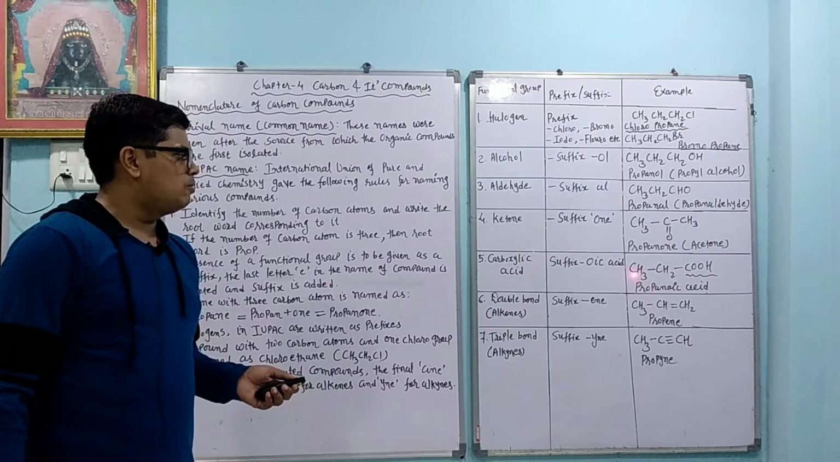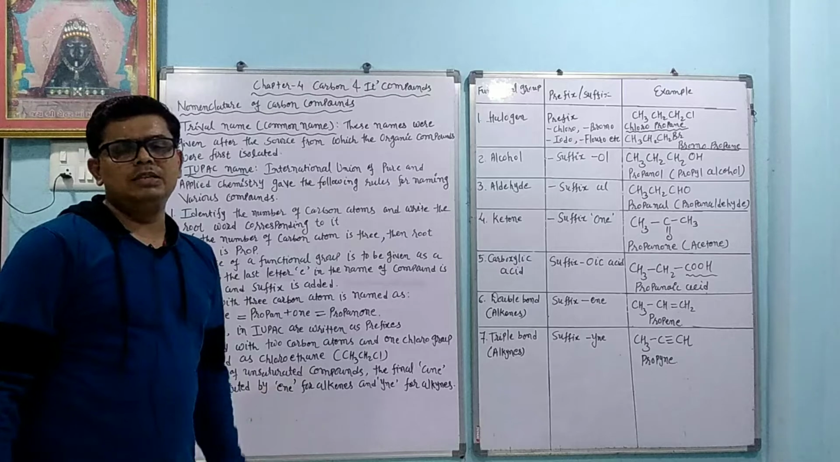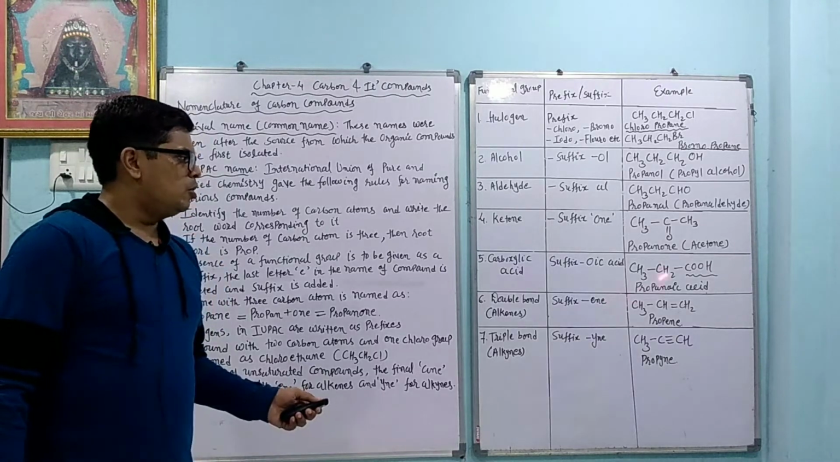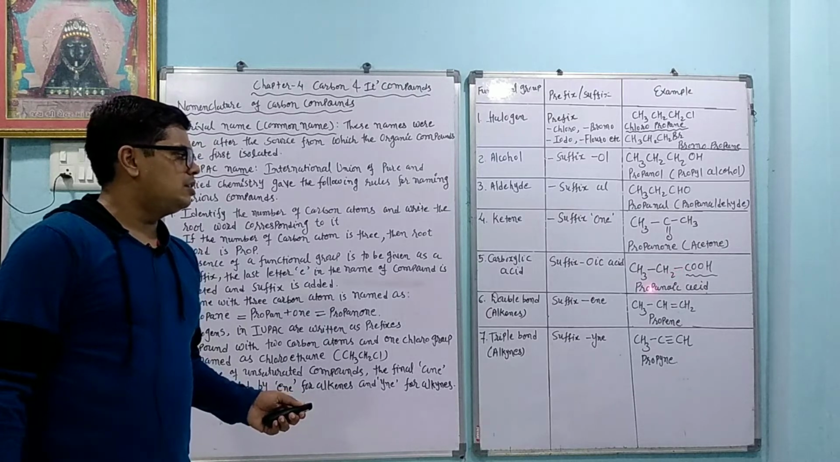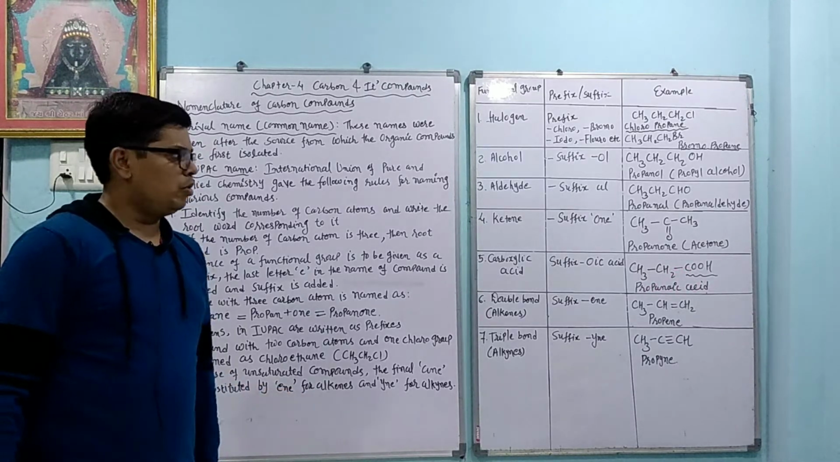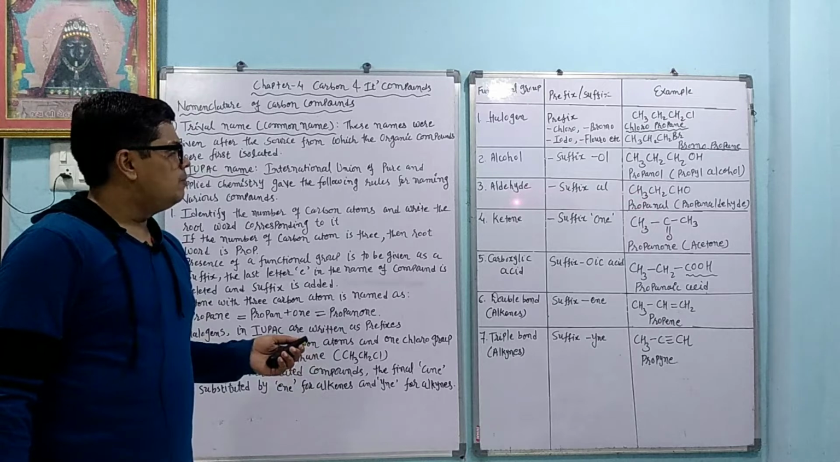First we will count the number of carbon atoms. 1, 2, 3. 3 means what? Propane. The COOH group is present, so it is oic acid. We have to add the suffix oic acid. The name of the compound is what? Propanoic acid. We take another example.